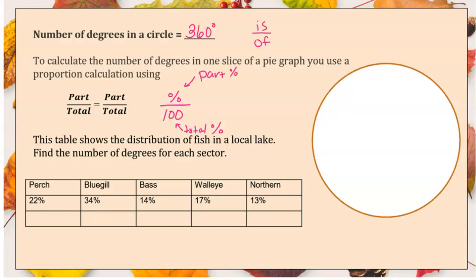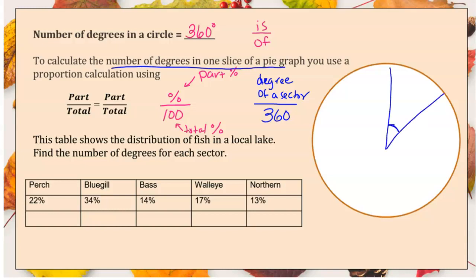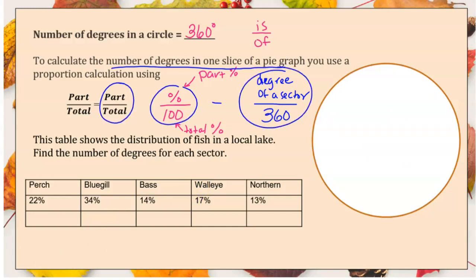Well, now that we know that 360 degrees is a total for degrees, the degree of a sector is the same as the number of degrees in one slice of a pie. So the degree of a partial sector is a part to total 360 idea as well. We can set any of these part to total, percent of 100, degree of a sector over 360, we can set any of those ratios equal to each other and cross multiply.